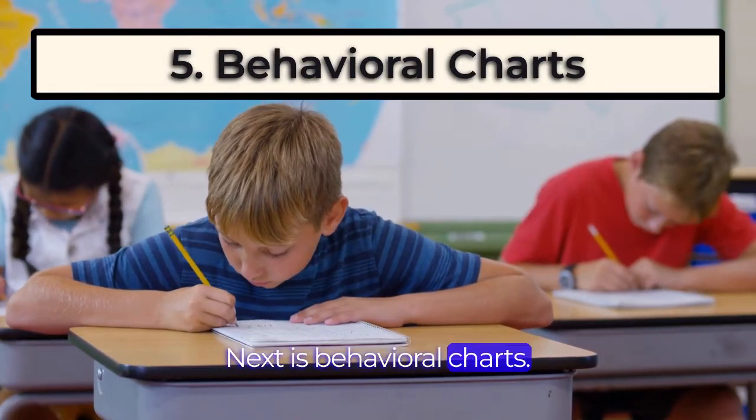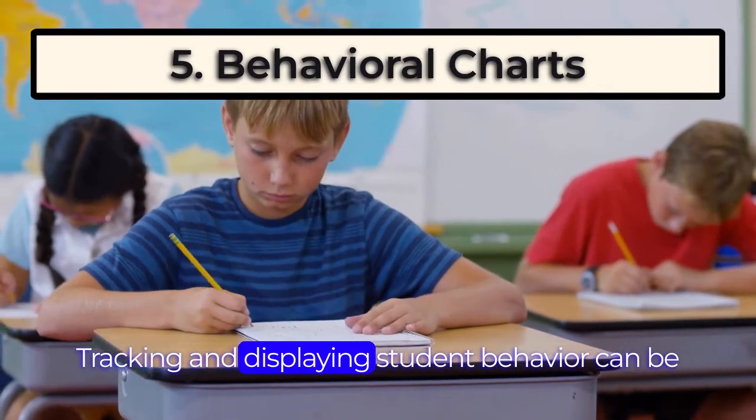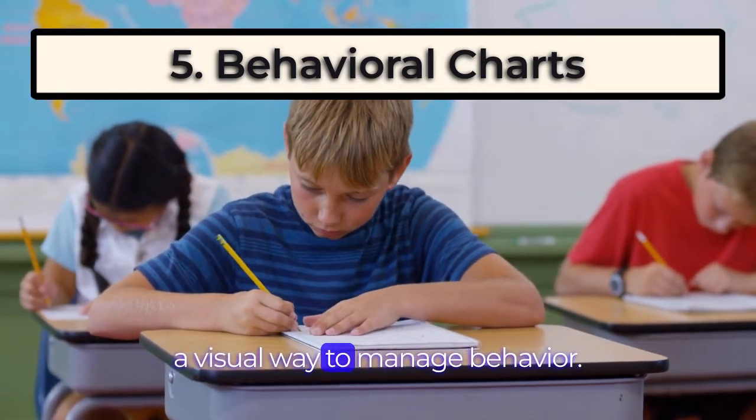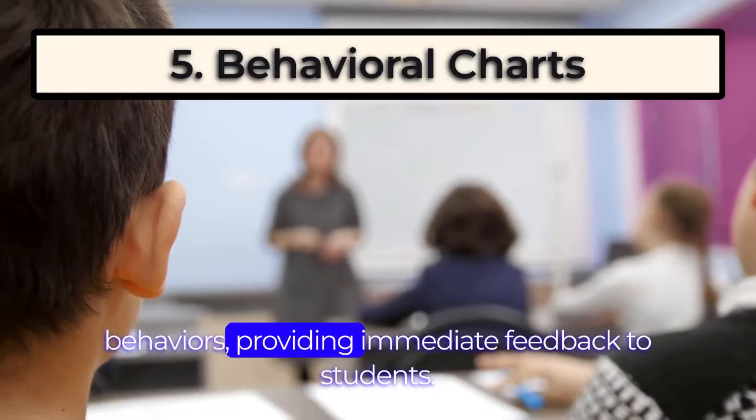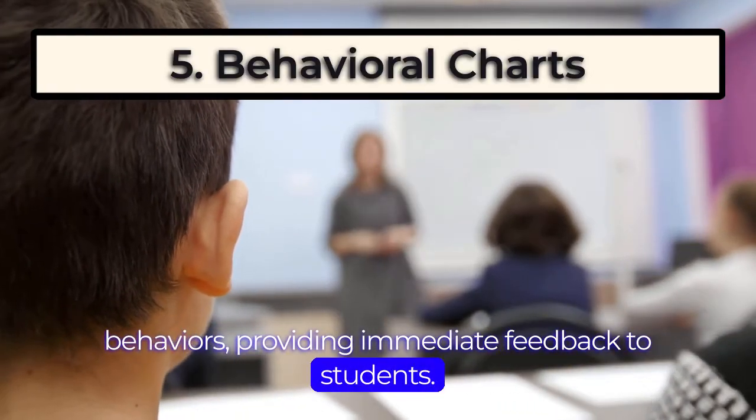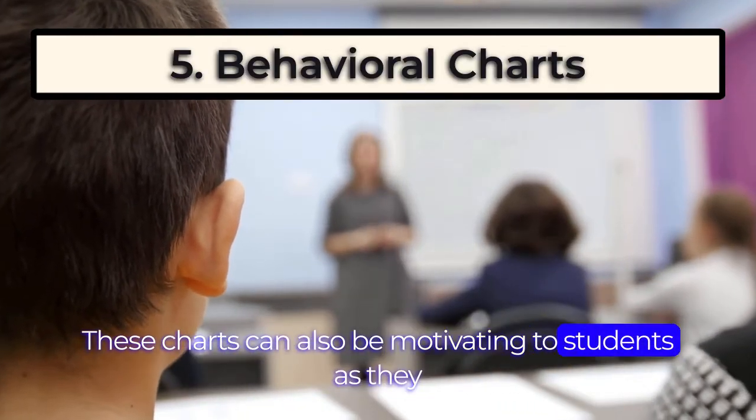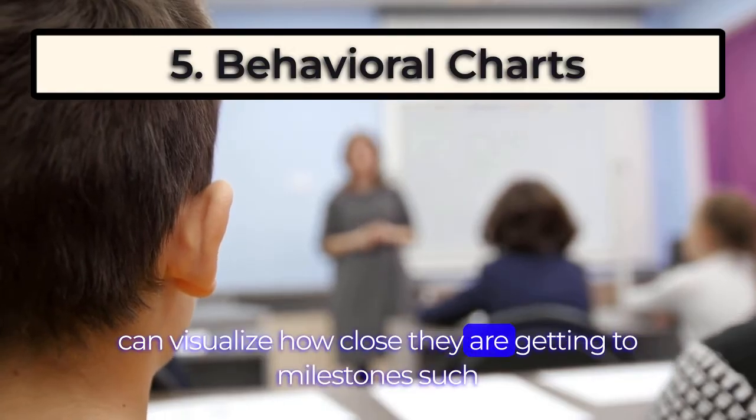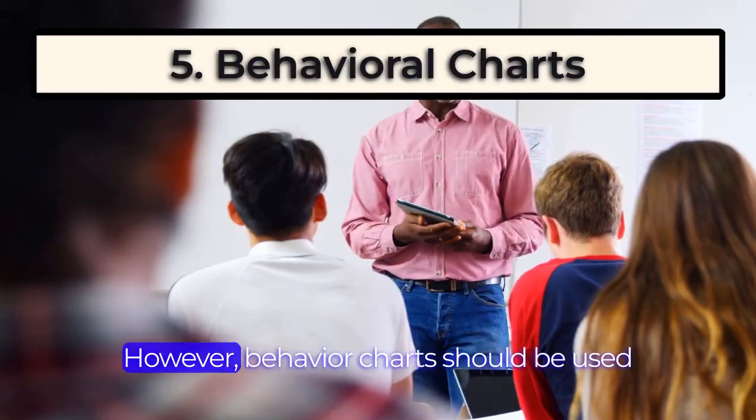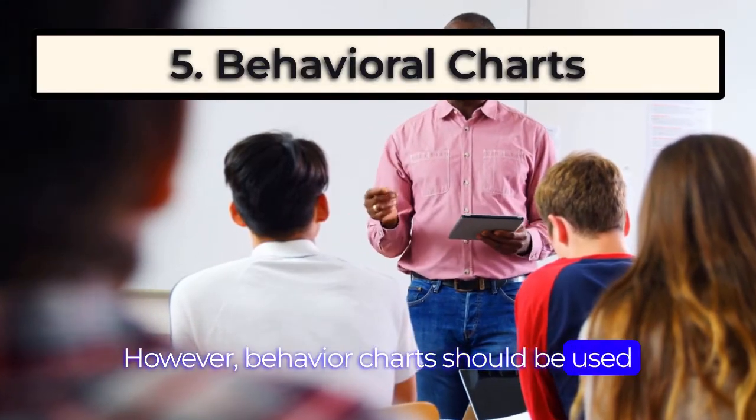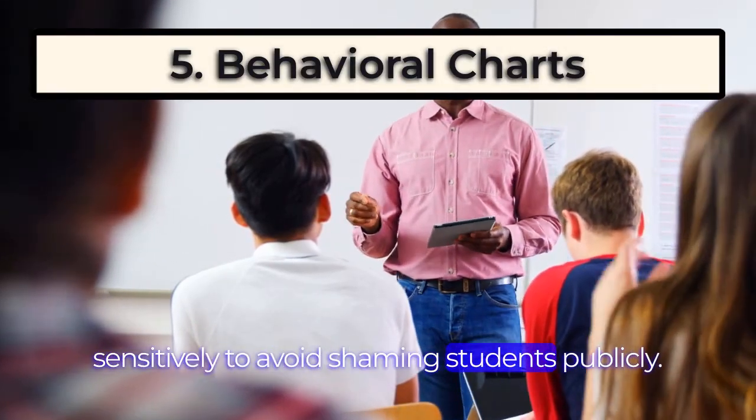Next is behavioral charts. Tracking and displaying student behavior can be a visual way to manage behavior. Charts can track both positive and negative behaviors, providing immediate feedback to students. These charts can also be motivating to students as they can visualize how close they're getting to milestones, such as 10 stars, which will get them a treat. However, behavior charts should be used sensitively to avoid shaming students publicly.